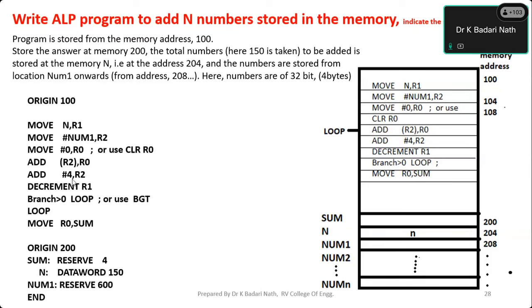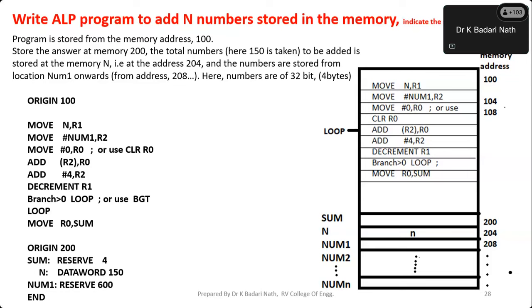If you look at the whole program, origin, reserve, data word, and the end, these are the instructions to the assembler. These are not the instructions to the processor. Instructions to the processor are converted into machine language. Instructions to the assembler will not be converted into machine language. They only instruct the assembler how to convert into machine language. They're called assembler directives. So this completes this program.